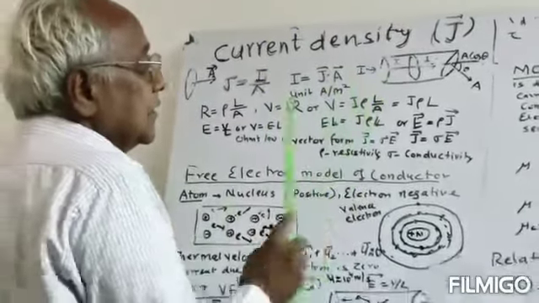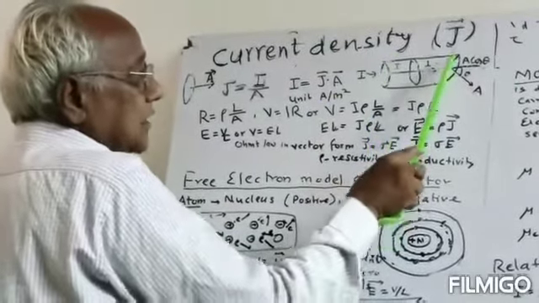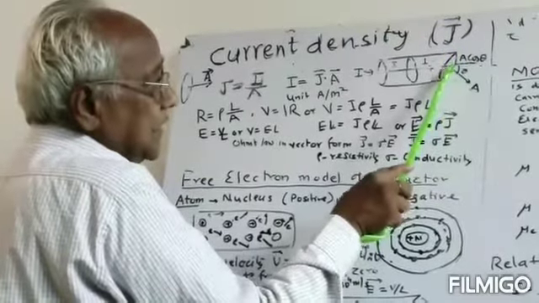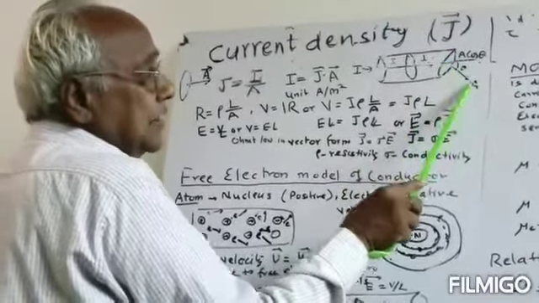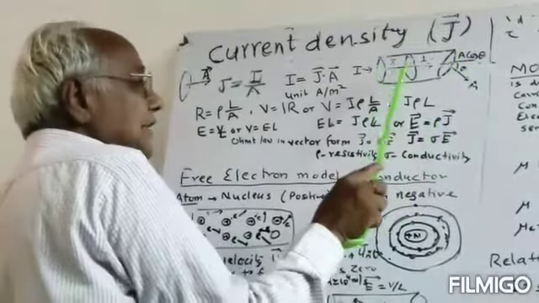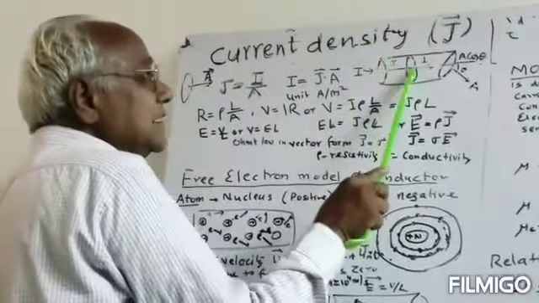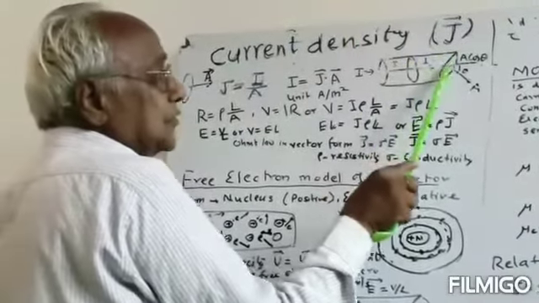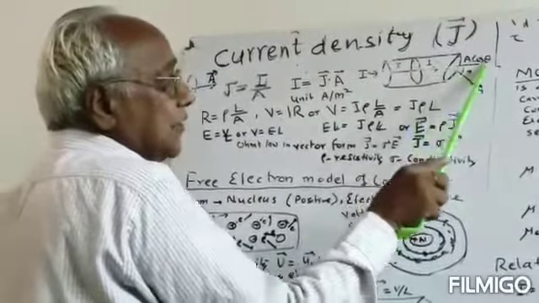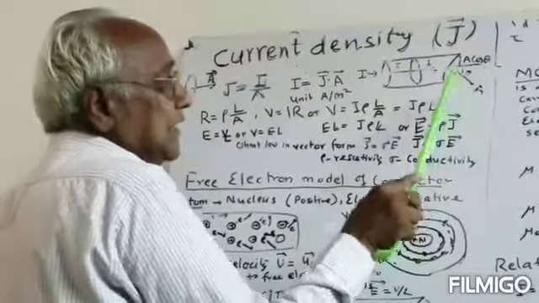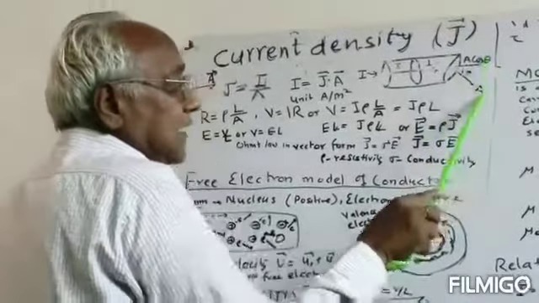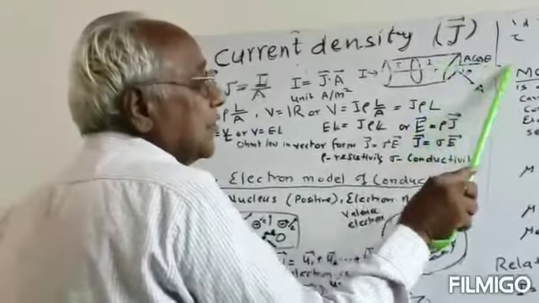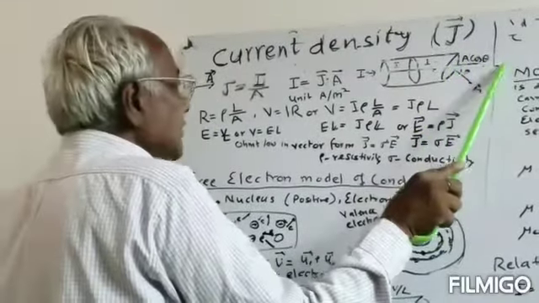Now for this area of cross section, the current is in this direction and the direction of the area vector is in this direction; they are not in the same direction. There is an angle theta between the direction of current and the area vector. So we will take the component of the area of cross section in the direction of current, which is A cos theta.